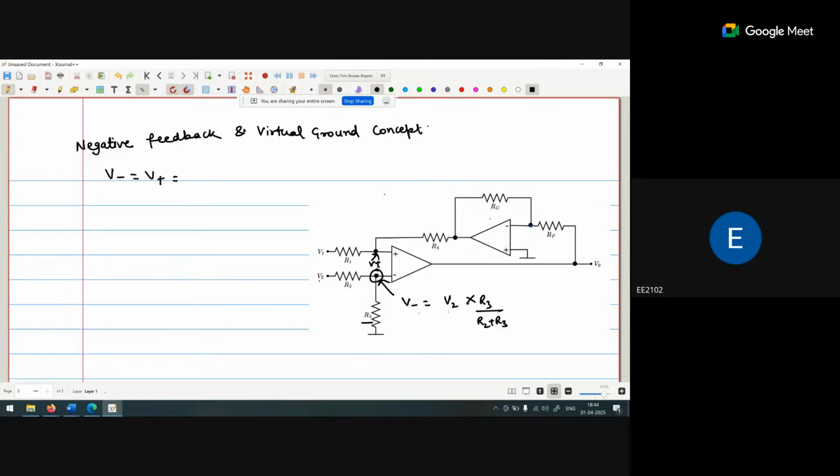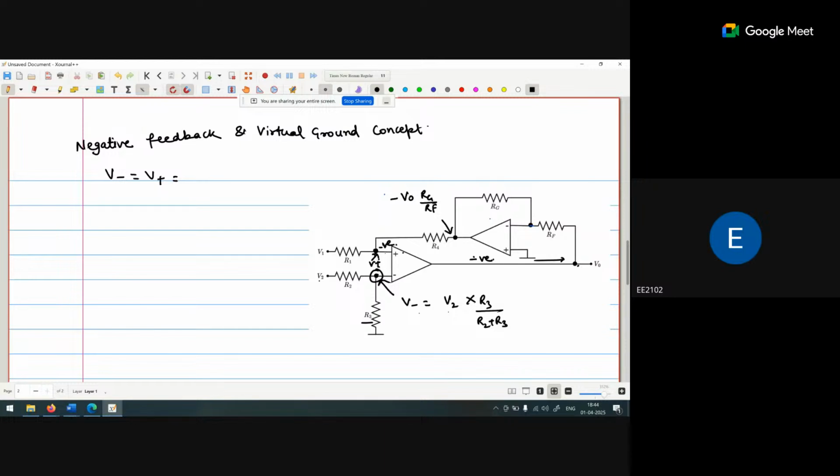Okay, now thing is that if you apply the V naught voltage, what you are getting at this point is minus V naught Rg by Rf. Okay, that is the negative voltage. That means what you are getting at this one is the negative voltage. Now it will be multiplied with positive, so it will become a negative voltage. So you are getting a negative voltage.